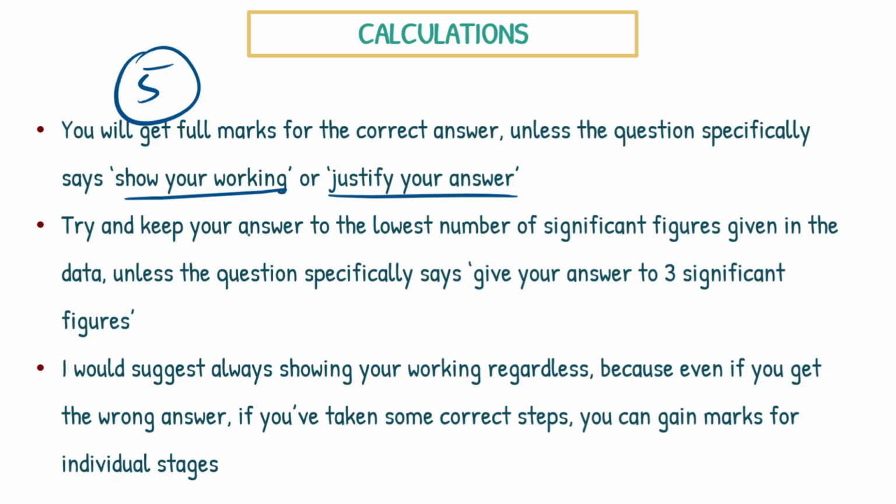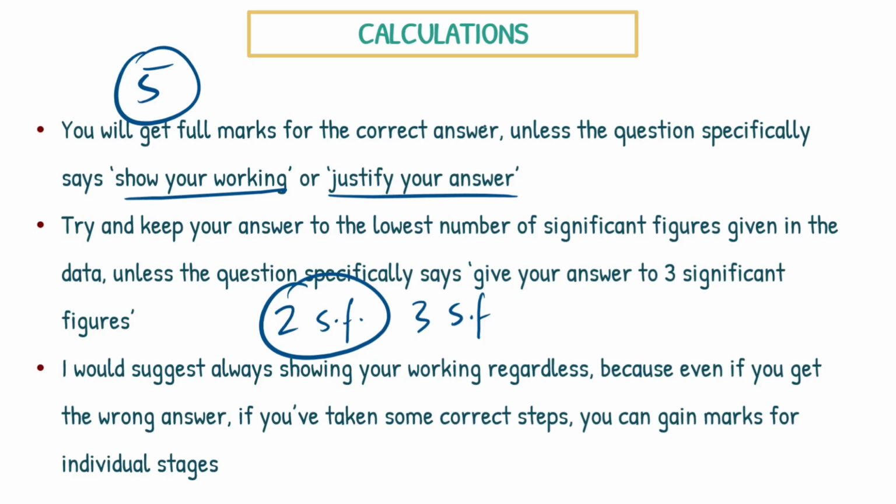Next up, I'm going to give you a tip here. Try and keep your answer to the lowest number of significant figures given in the data. All right, this is really important for AQA. They're quite strict with this, okay? So for example, if throughout the data you're given a bunch of 2 significant figure values and then a random 3 significant figure value, always use the lowest number of significant figures given in your final answer, okay?